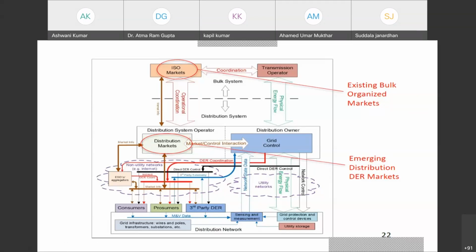So this is how the distribution network grid is operated and managed by the distribution system operator. And the bulk system, which is operated by the ISO, needs proper coordination with the TFO. The entire data at the distribution level is taken care of by the ICT, information and communication technology, through the hardware and software interface to the system operator at a central level. So this is the importance of successful operation of both the markets.